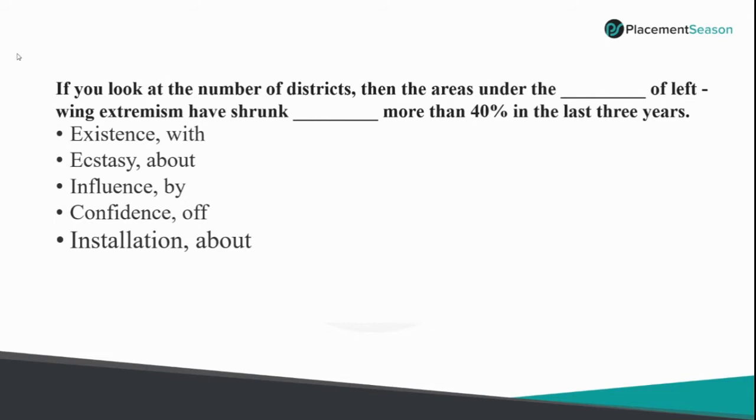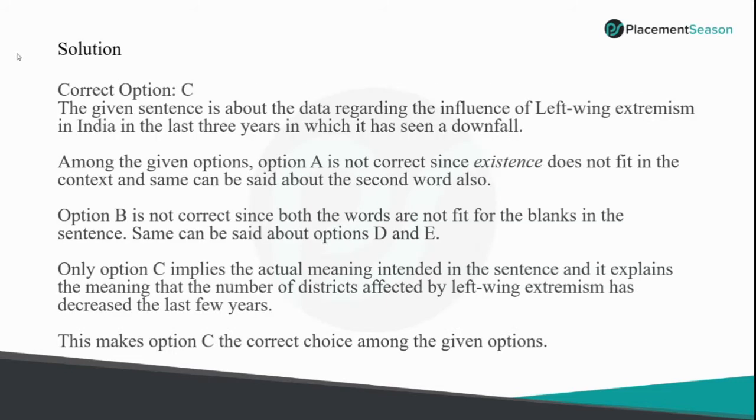Okay. If you look at the number of districts, then the areas under the dash of left-wing extremism have shrunk dash 40% in the last 3 years. What are your options? Existence with, ecstasy about, influence by, confidence of, installation about. So, better conclusion this time.